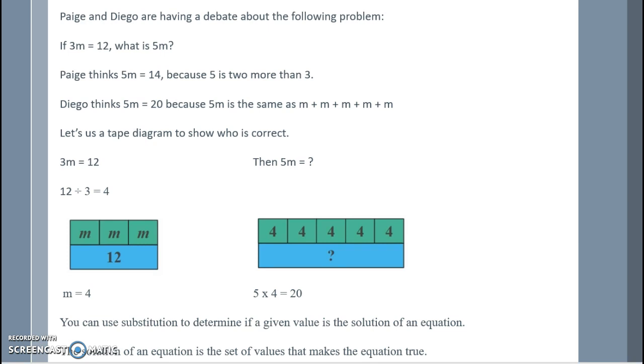You can use substitution to determine if a given value is the solution of an equation. The solution of an equation is the set of values that makes the equation true.